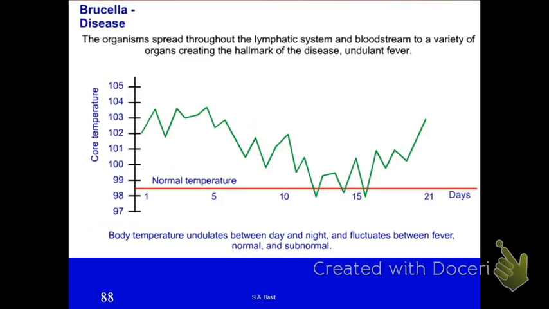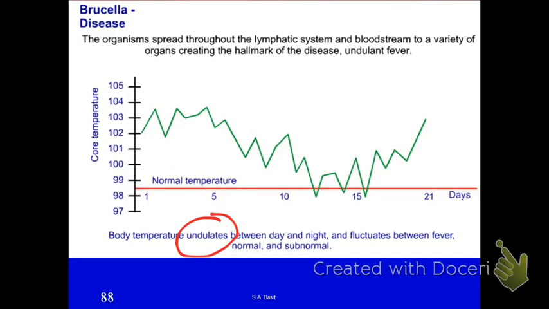Now, this is the reason why we call it undulant fever. So the organism spreads throughout the lymphatic system and bloodstream to a variety of organs, creating the hallmark of the disease, which is undulant fever. When we say undulant fever, the body temperature literally undulates between day and night and fluctuates between fever, normal, and subnormal.